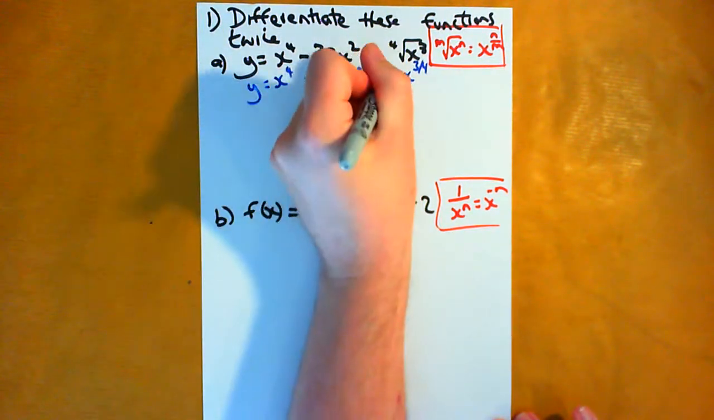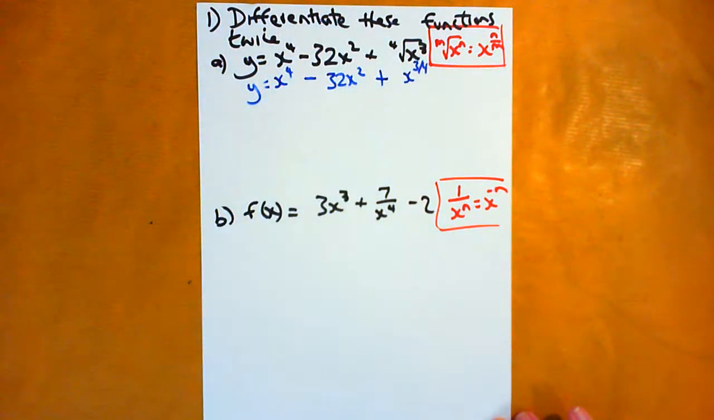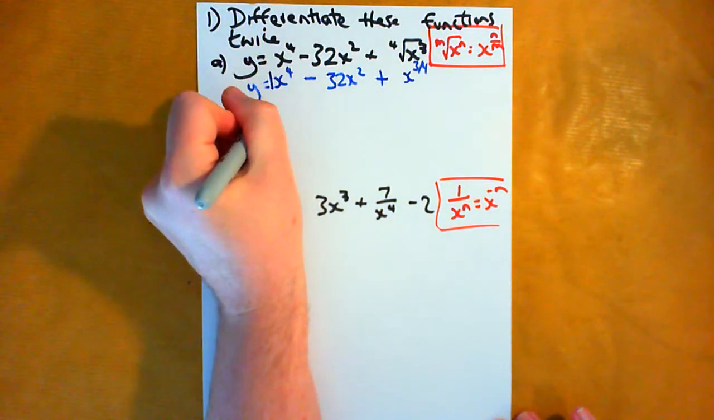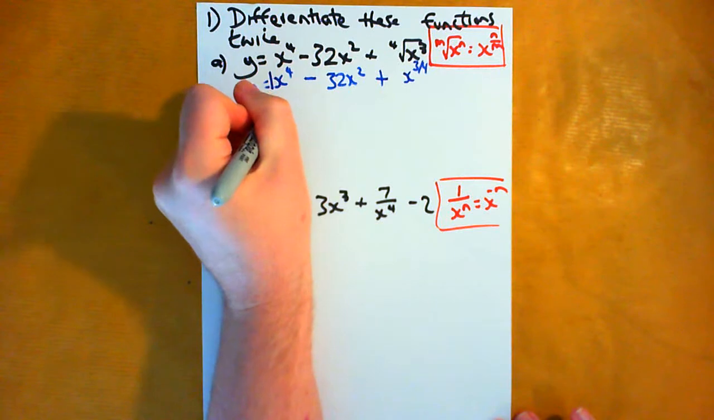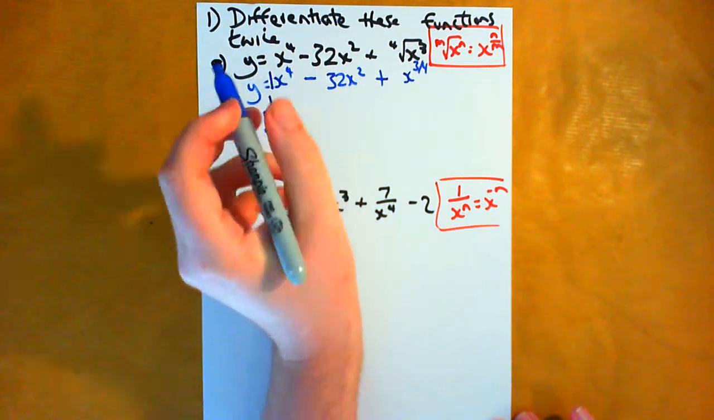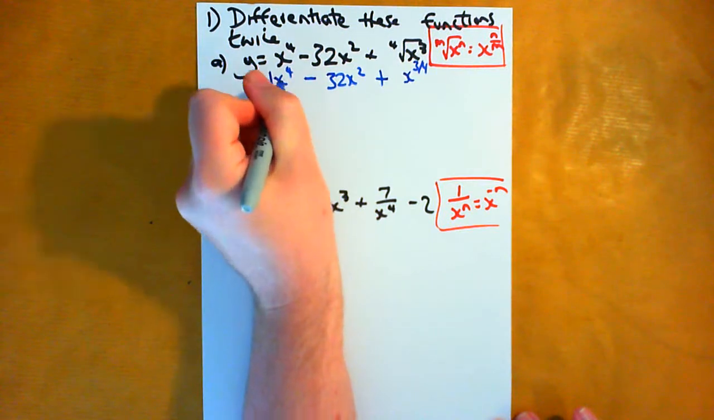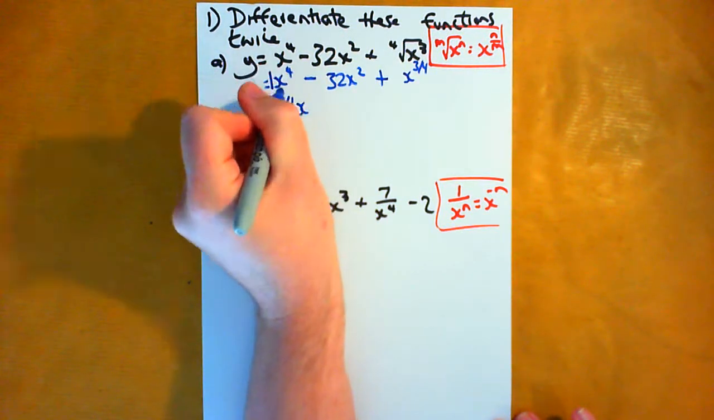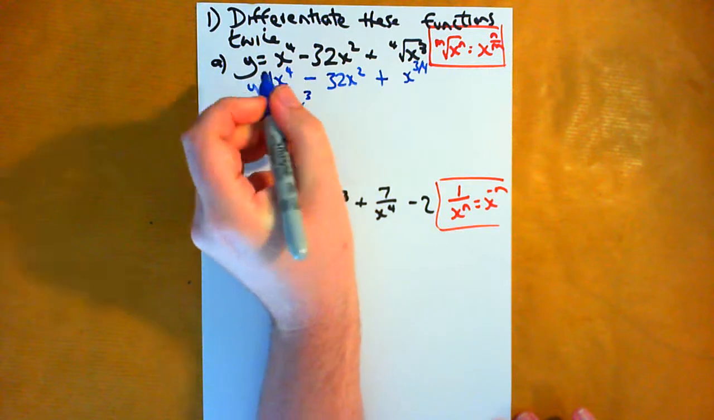So that is now set up so that we can differentiate, but we should note we have not done any differentiation yet. So we've got x to the 4, and we need to differentiate this function. We need to find y dash. So 1 times 4 is 4. x to the power of 4 minus 1 is 3.